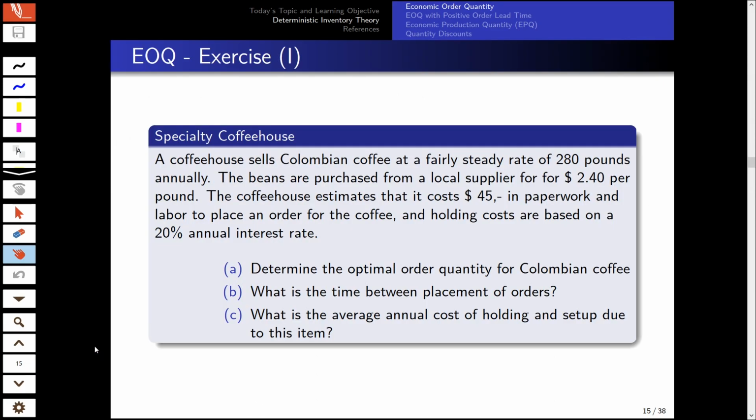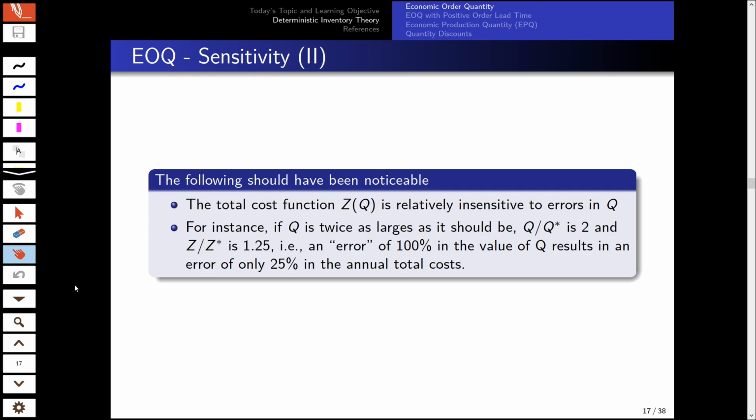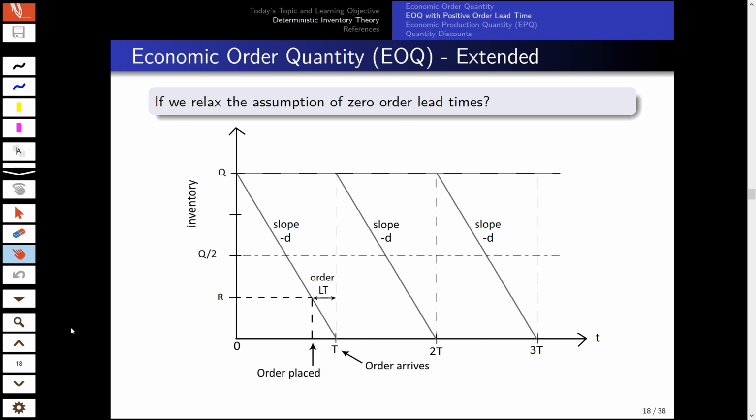Here we have an exercise of a specialty in a coffee house that I would ask you to do as the next assignment. We go further, this is the statement that we have just derived. And we go further now to extend our economic order quantity and relax the assumption of 0 lead times. So now we assume that here we reorder when our inventory has dropped to 0.